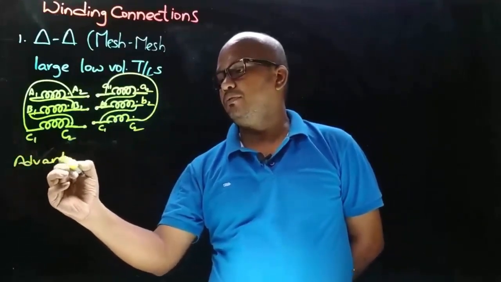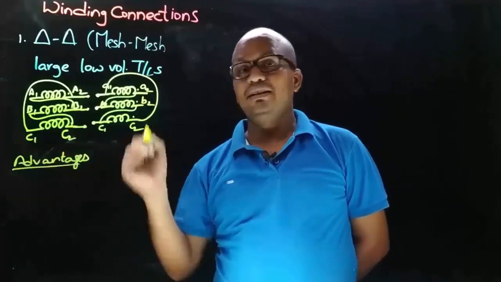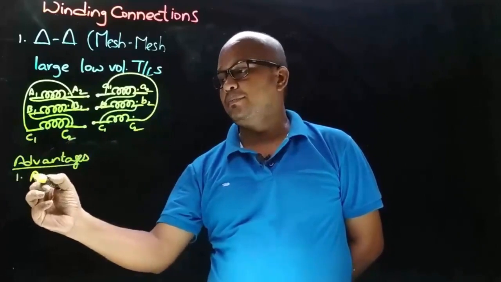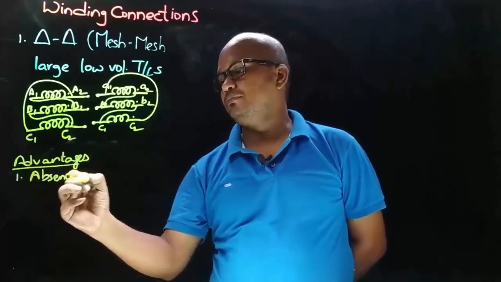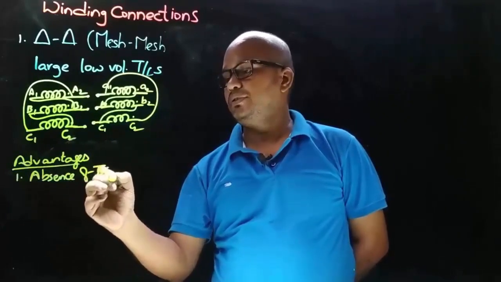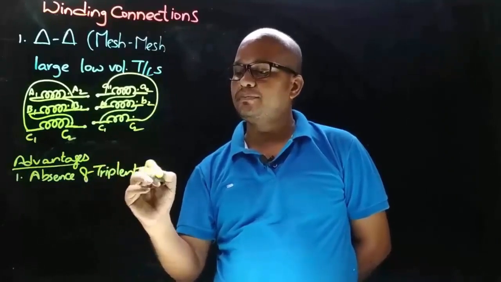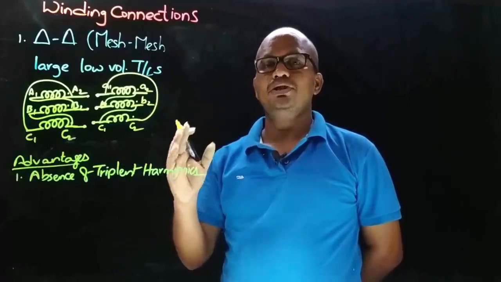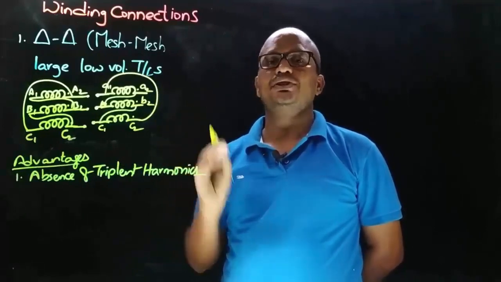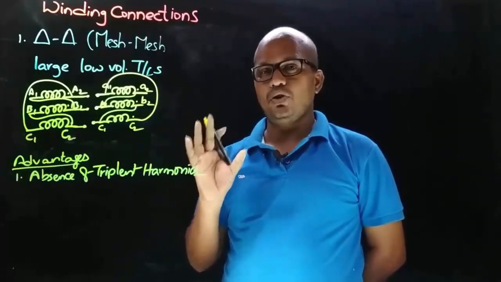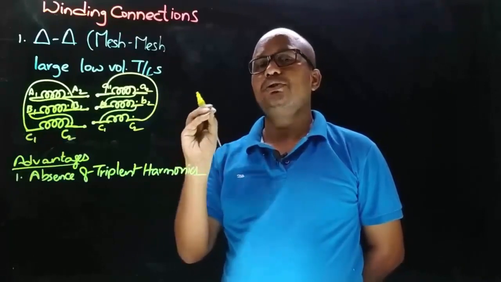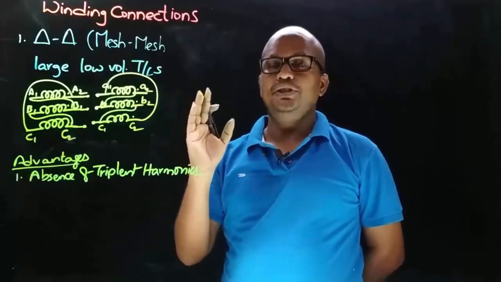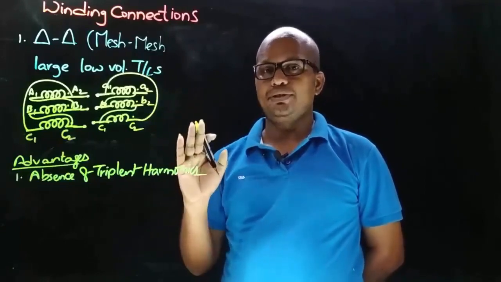And here are the advantages of delta-delta connection. Okay, so the first advantage is absence of triplen harmonics. We know that triplen harmonics remain in the phases, because of which we are getting the non-sinusoidal output. So to get the sinusoidal output, we need to reduce or eliminate those triplen harmonics in the phases. So for that, we need to provide a path to the triplen harmonics.